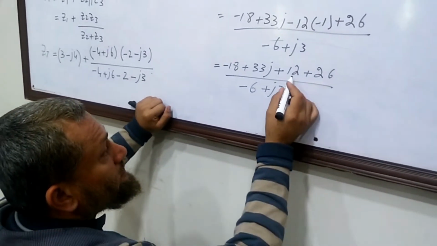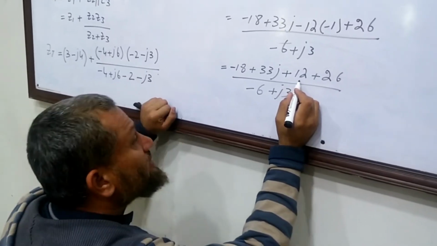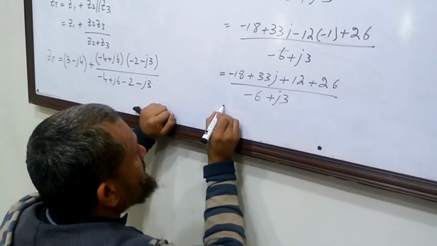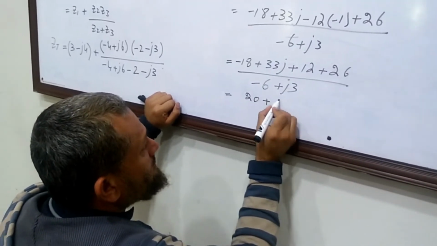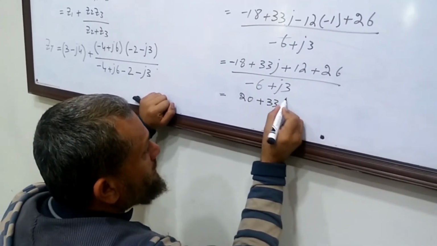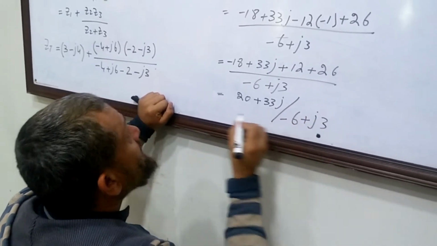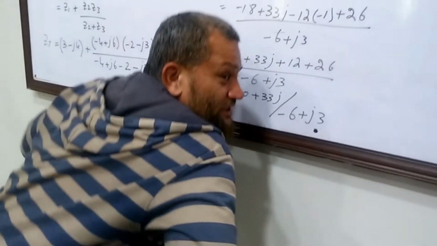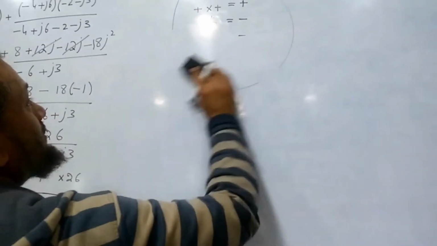Okay, plus 12 plus 26 is 38. Plus, sorry, minus 20. That is 20, okay, plus 20. Then 33j divided by minus 6 plus j3, that is z total. I am in search of z total, you know. So look at that here.